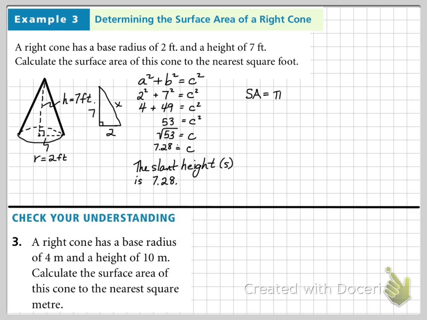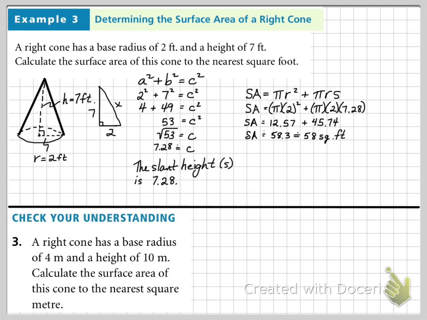And we can calculate our surface area, pi r squared plus pi rs. Make sure you use the pi button on your TI-84 or 83 calculator. So the surface area is written as pi times 2 squared plus pi times 2 times the slant height of 7.28. And when you calculate that in your calculator, you're going to get 12.57 plus 45.74, which is going to be 58.3 or approximately 58 square feet.